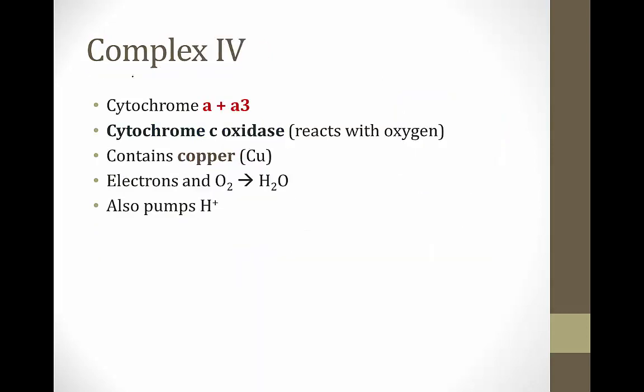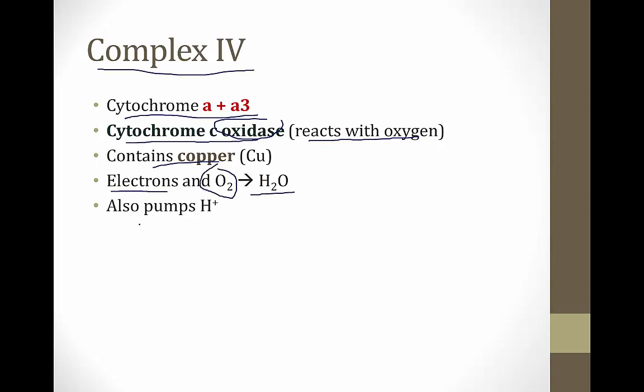So back to the electron transport chain, now let's talk about complex 4. Just like all the other complexes, it has a couple of different names. It's sometimes called cytochrome A plus A3. It's also sometimes called cytochrome C oxidase because it reacts with oxygen and therefore oxidizes cytochrome C. This complex contains copper, and it combines the electrons that have come at it from the other elements of the electron transport chain with oxygen, and therefore this is the complex that generates water. It also pumps hydrogen ions into the inner membrane space just like some of the other complexes.